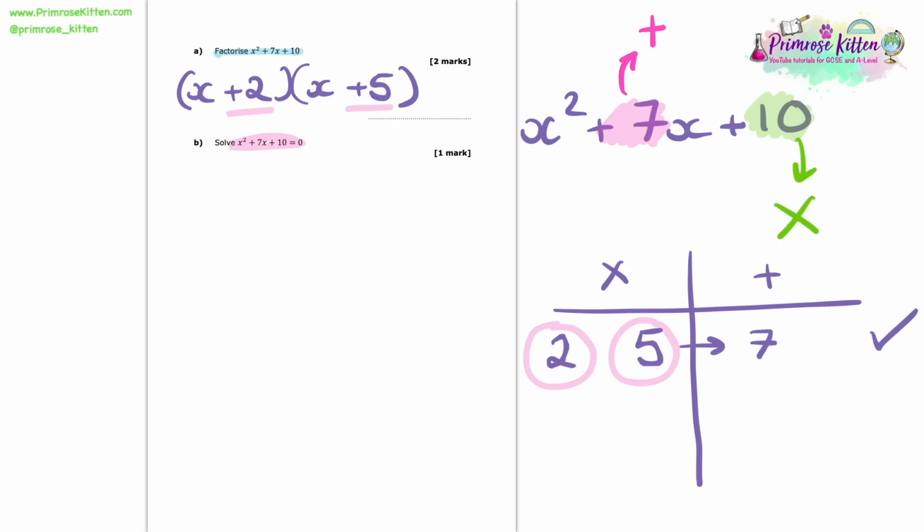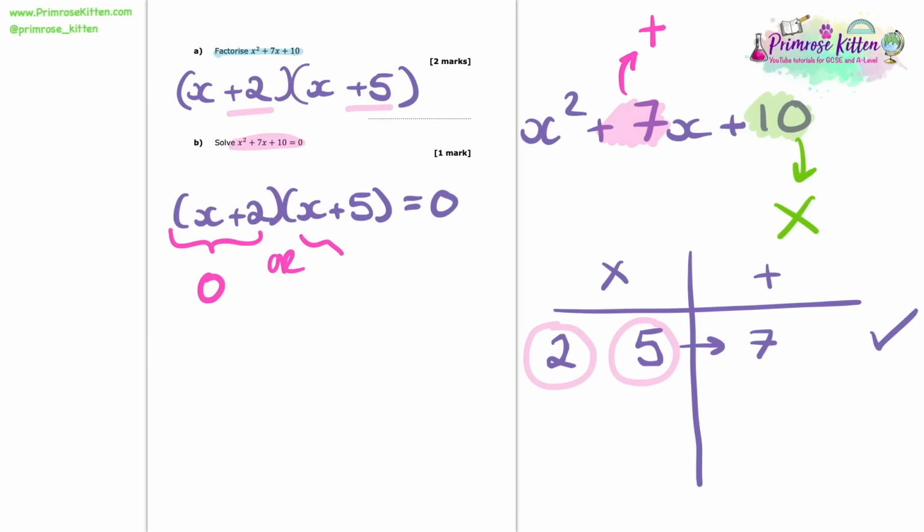So now we're asked to solve x squared plus 7x plus 10 equals 0. So let's take what we just got and put it equal to 0. Now, to make this equal 0, either the x plus 2 must be equal to 0, or the x plus 5 must be equal to 0. So what we can do is take each of those brackets and just equate them to 0.